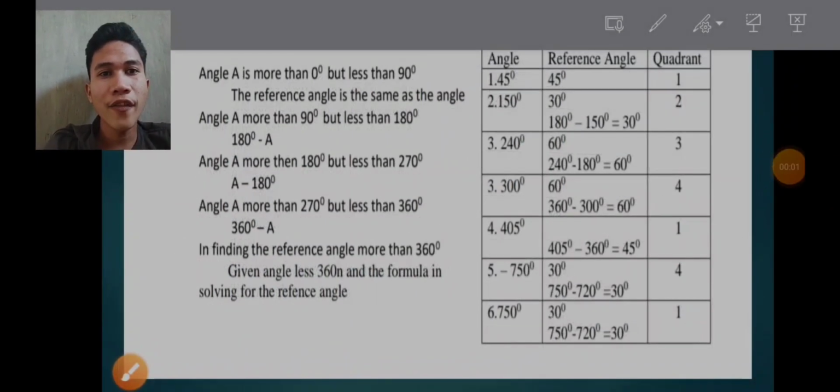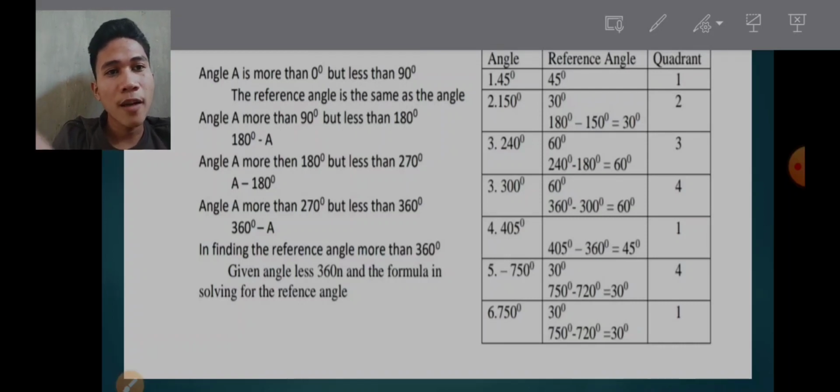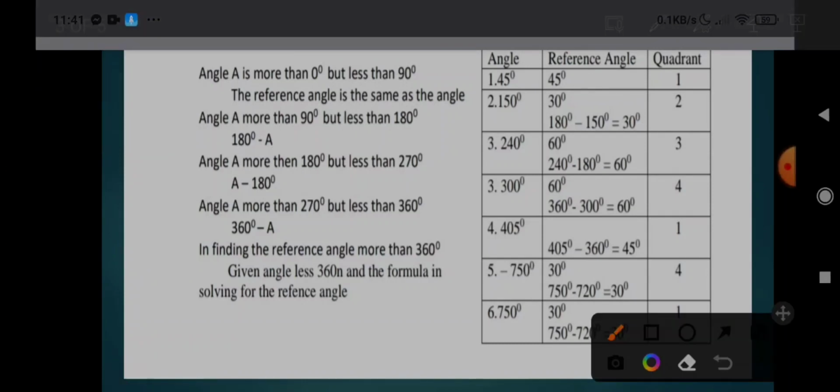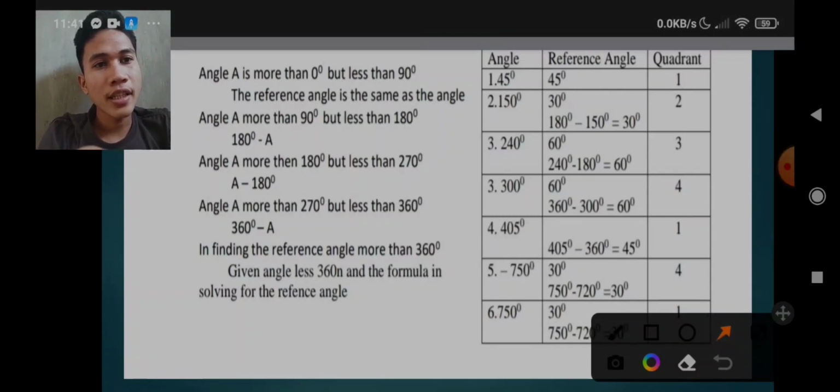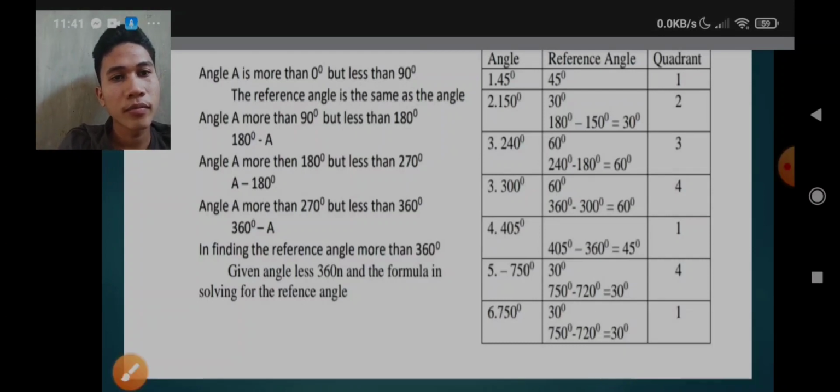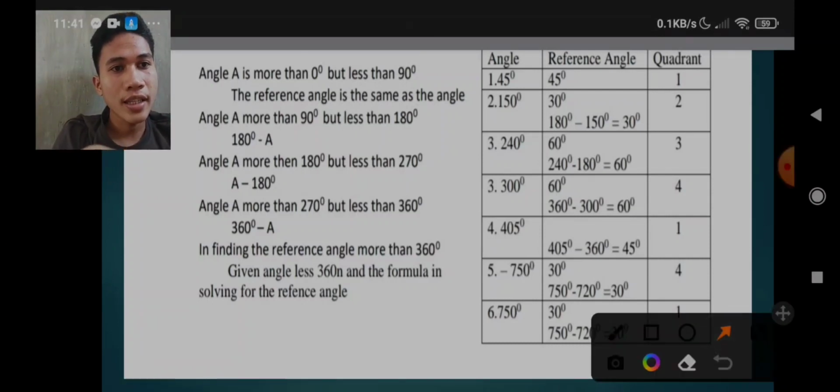So in finding the reference angle for angles more than 360 degrees, we subtract full rotations first. So for example, number 4, we have 405 degrees. So we only have to subtract 405 degrees minus 360. So our reference angle is 45 degrees.